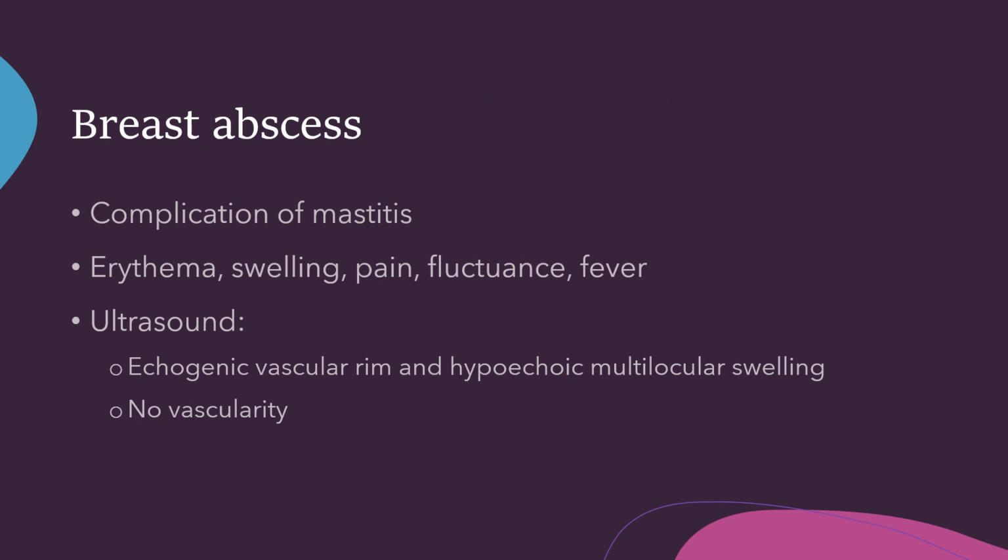Number one we shall be discussing is breast abscess. Now, this is usually a complication of mastitis. So you have all of the inflammatory signs and symptoms like erythema, swelling, pain, fluctuance, and fever. To be noted, it is usually a clinical diagnosis, but if it comes down to an imaging evaluation, you usually would choose ultrasound and it would give you echogenic vascular rim, so it's like a bright outline, as I'll show you later. And then you have those hypoechoic cavity inside with multiloculations.